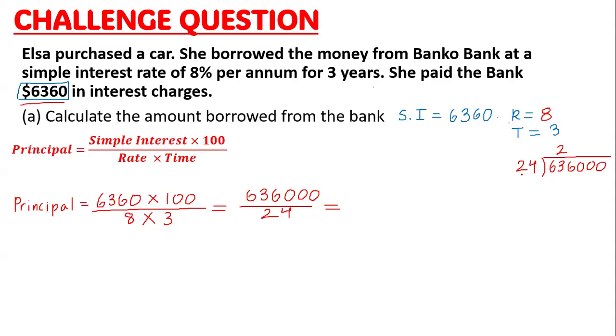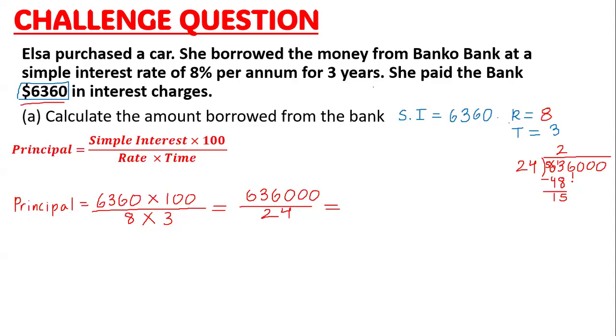So how many times does 24 go into 63? 2 times. 24 times 2 is what? 48. Put the 48 down. 63 minus 48 is what? 15. 13, 8, 9, 10, 11, 12, 13. Yeah, 5. This is going to be 5. 5 minus 4 is 1.